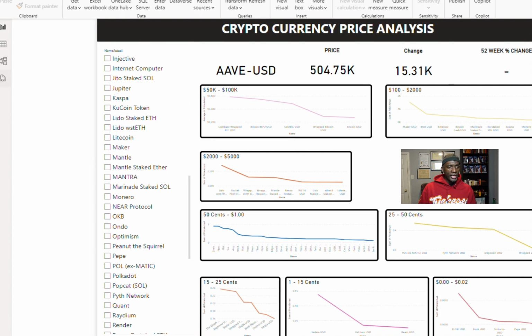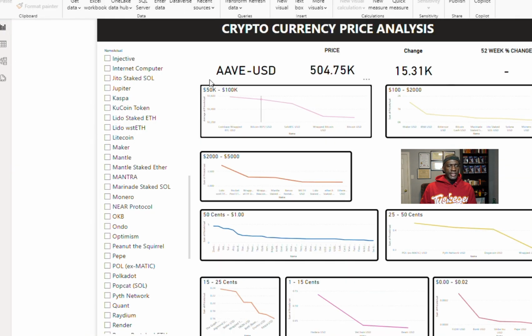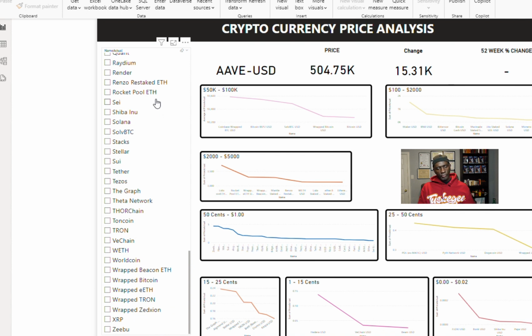All of the cryptos that are out there are not on this report. If we come over to the table view and come down, I see we have 97 distinct values of crypto. That means we're only looking at 97 different cryptocurrencies here. I don't want to make it seem as if I've got all the cryptocurrencies laid out here, because that's not actually true.